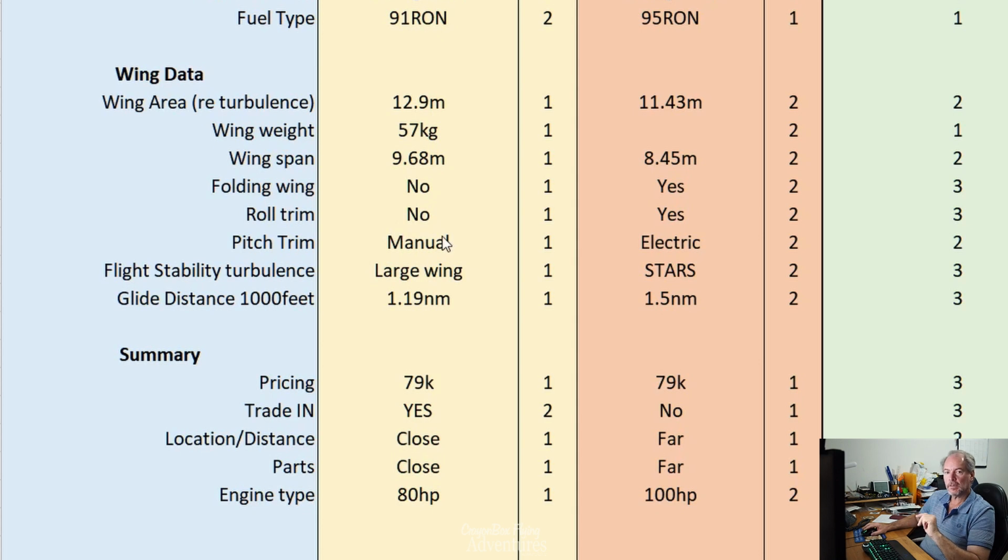Roll trim. No roll trim in the airborne, but yes on the P&M. Pitch trim. Manual on the airborne. Electric switch operated on the P&M. You might prefer the reliability or simplicity of the manual system, so that one you can score how you want to. It's subjective, that one.